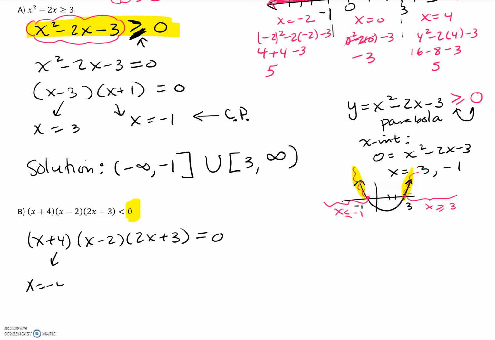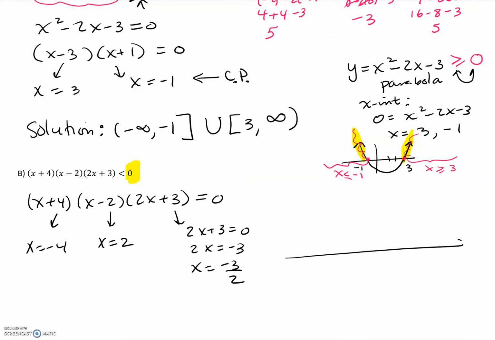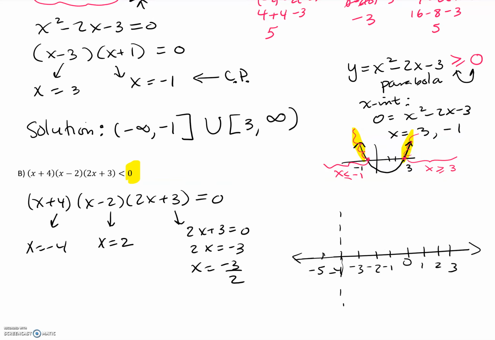This one gives negative 4, this one gives 2 when I set it equal to 0, and when I set the last one equal to 0, it gives me negative 3 halves, or negative 1.5. So I have my real line that I'm going to test. Let me do a better job with that. All right, so we have negative 4 as a critical number, 2 as a critical number, and negative 3 halves, which is negative 1.5, as a critical number.